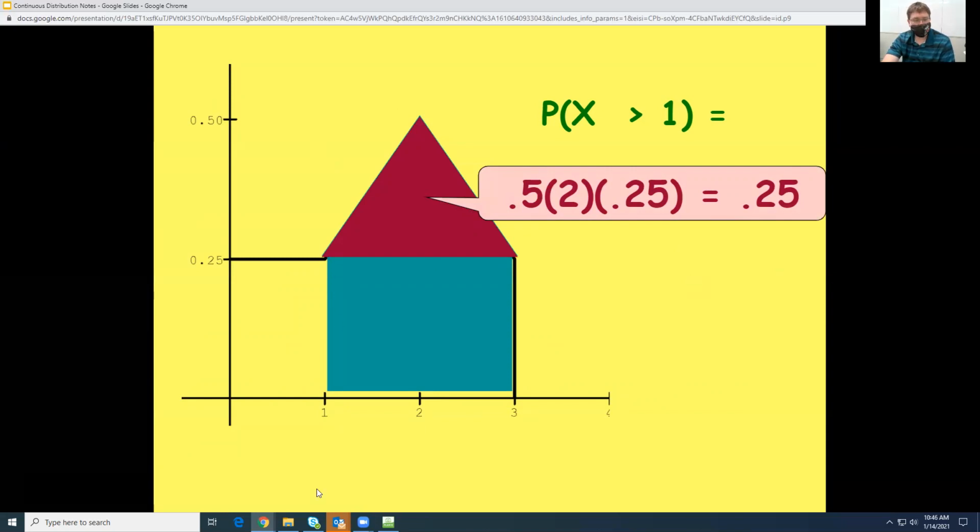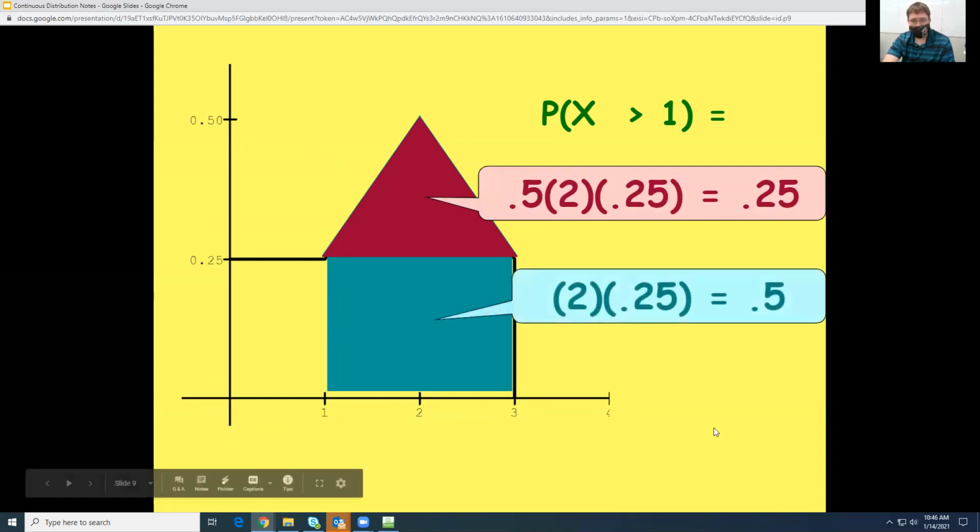Rectangles are nice and easy. It's just base times height. So I have a base of 2, and I have a height of 0.25. Multiply them together, that's 0.5. So what is the entire area of my distribution with x greater than 1.75?